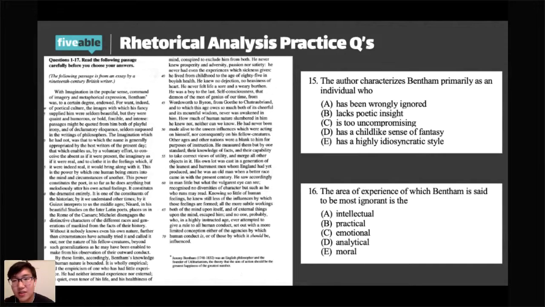For number 16, the answer is C. The area of experience in which Bentham is said to be most ignorant is emotional. It goes hand in hand with number 15. That also highlights how on the AP exam, one question being wrong and then you using that to answer the next question could really affect things. The reason why is because he doesn't have challenge in his personal life. If you read this part about how he never knew prosperity and adversity, passion nor satiety, never had the experiences which sickness gives, that shows how he didn't really have that emotional experience.